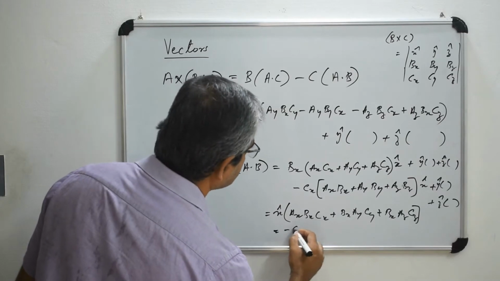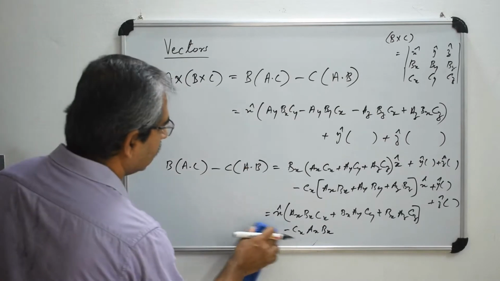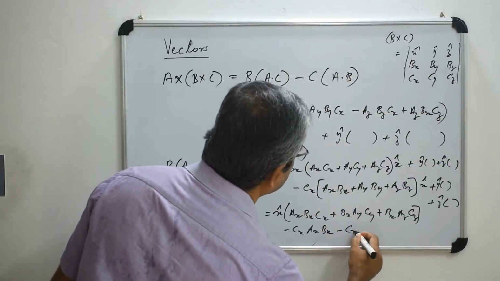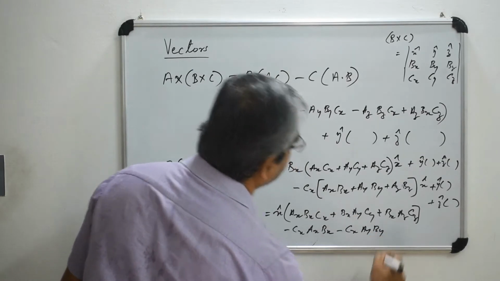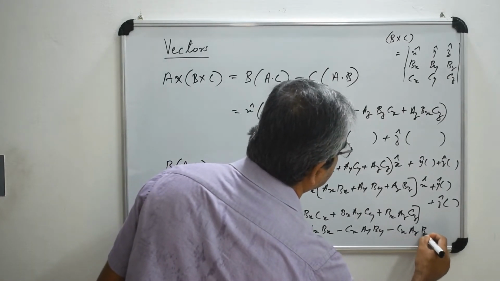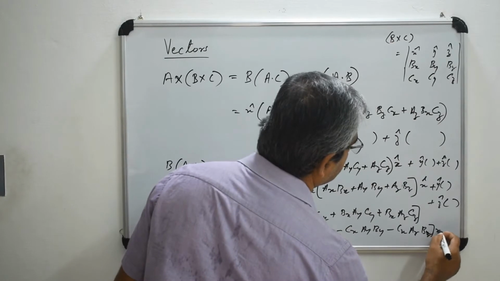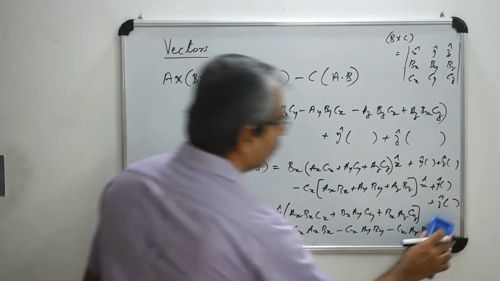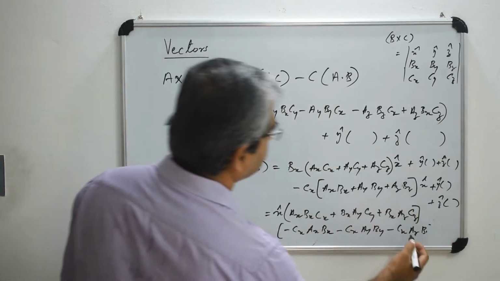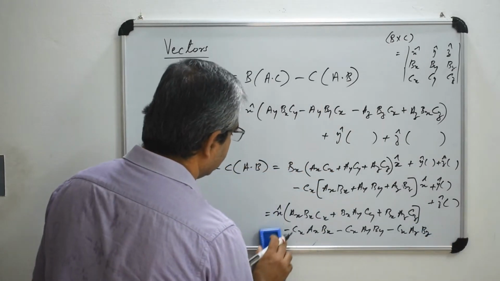minus Cx Ax Bx, then minus Cx into Ay By, minus Cx into Az Bz, into x cap, isn't it? Okay. We can put the x cap as common for all these. There is a Cx into Az into Bz. So we can put it like this.